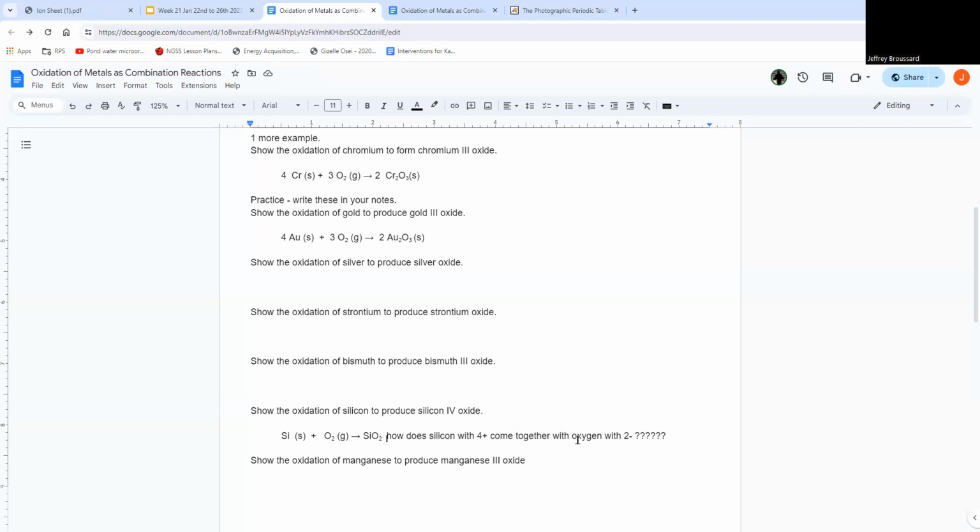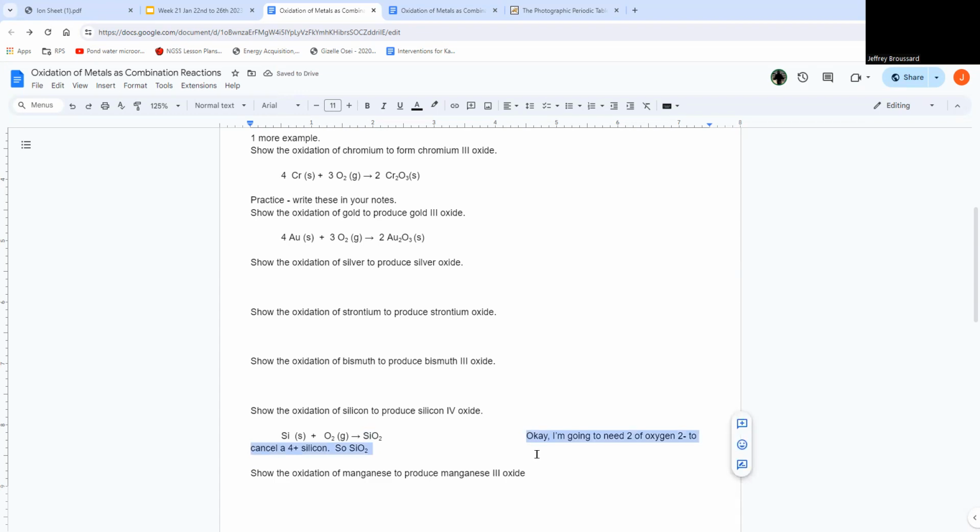Silicon with a 4 positive coming together with oxygen of 2 negative. You should think, okay, I'm going to need 2 of oxygen 2 negative to cancel a 4 positive silicon. So SiO2. That's how you should think about bringing these ions together to cancel these charges. But with that said, that is the end of that problem.